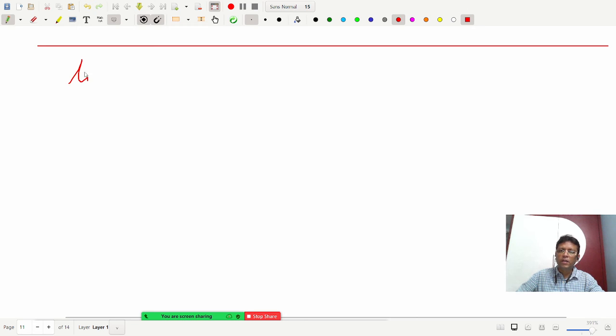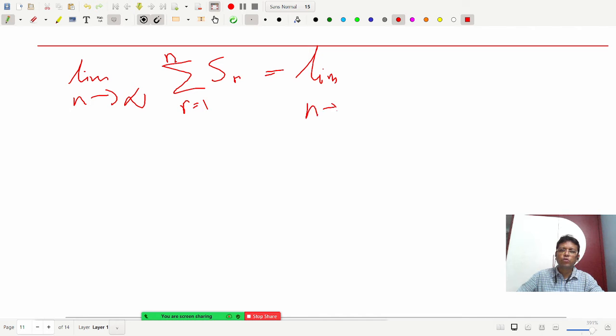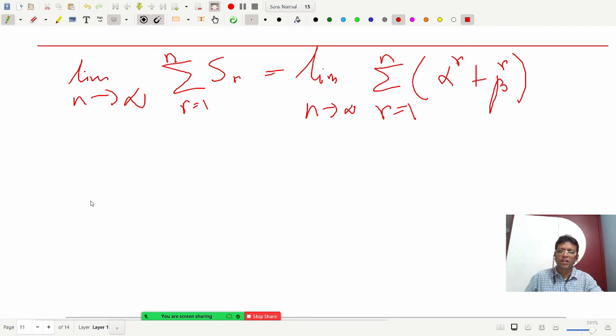So the limit as n goes to infinity of the summation r equal to 1 to n of r, that equals the limit as n goes to infinity of the summation r equal to 1 to n of alpha to the power r plus beta to the power r. Okay, according to the question I'm writing. So now you take the summation: first term will be 1, second 2, 3, etc. up to infinity because n goes to infinity. I'm writing separately because you have a plus sign. So okay, split into two parts.